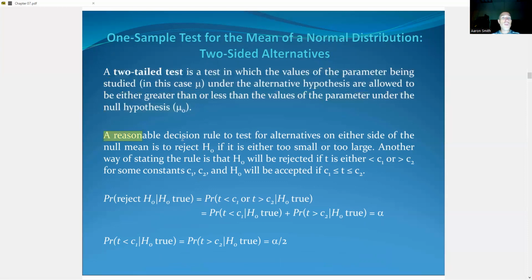A reasonable decision rule to test for alternatives on either side of the null mean is to reject the null if it is either too small or too large.